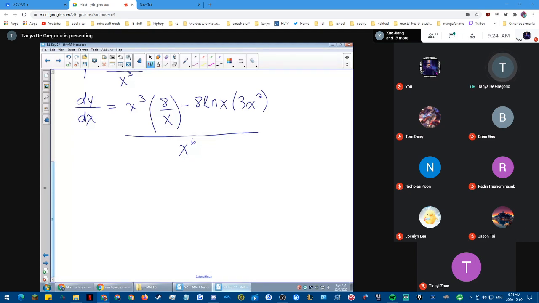And now we just need to clean it up. Who wants to do that for me? Nice and easy. I've got an x cubed multiplied by 8 over x. So that becomes 8x squared. Thank you. Perfect. And then I have a negative 8 ln of x multiplied by 3x squared. So that -8 is your coefficient, and so I'm going to multiply it together with my monomial.